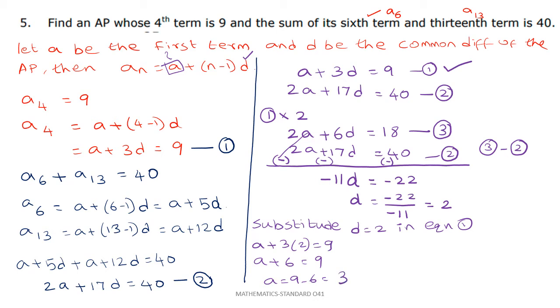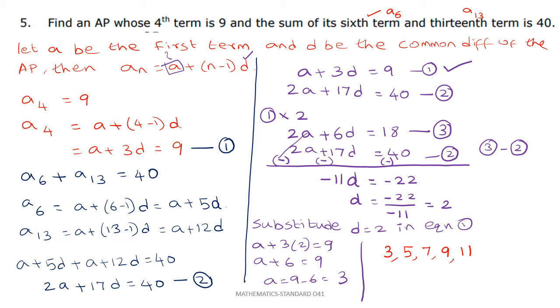When we know A and D, we can find the arithmetic progression very easy, children. So the first number is 3 because A is nothing but the first term. So the first term is 3 and the difference is 2. So 3 plus 2 will be 5. 5 plus 2 will be 7. 7 plus 2 will be 9 and 9 plus 2 will be 11.